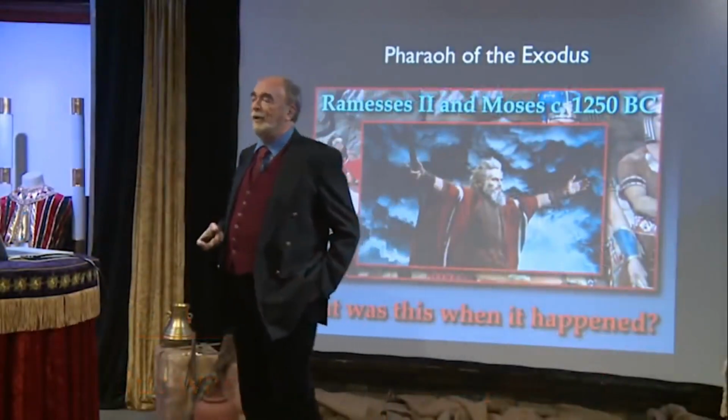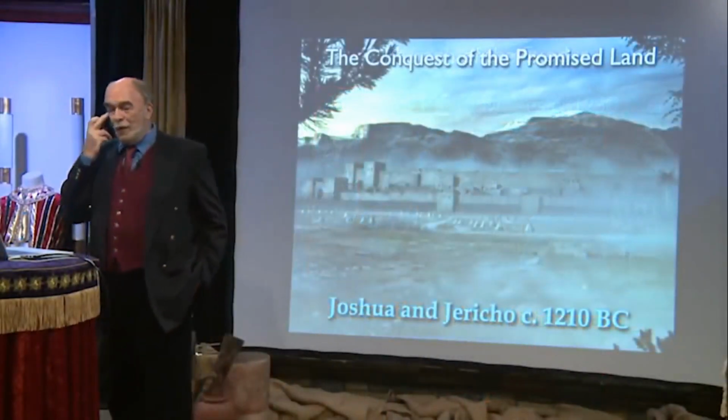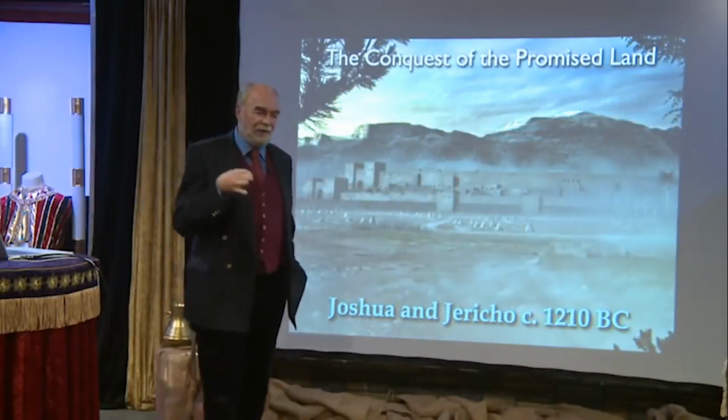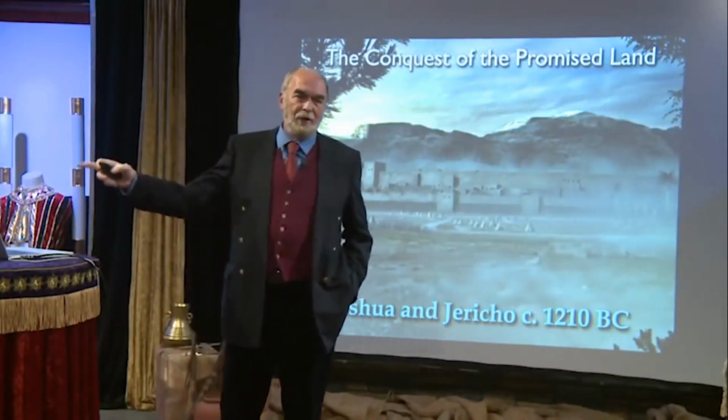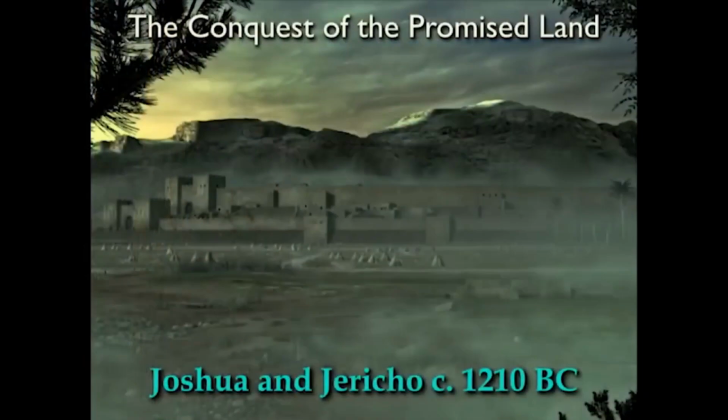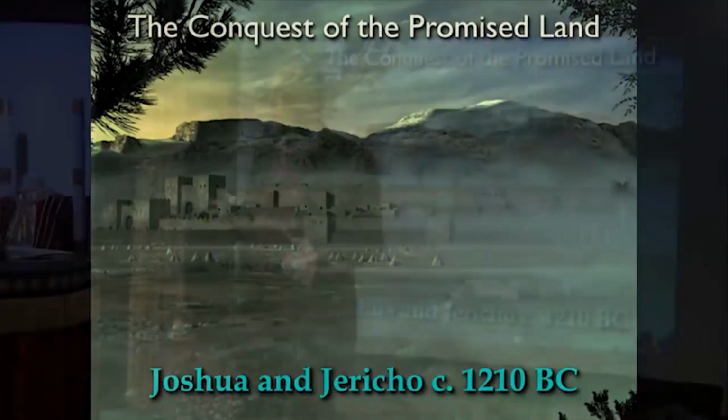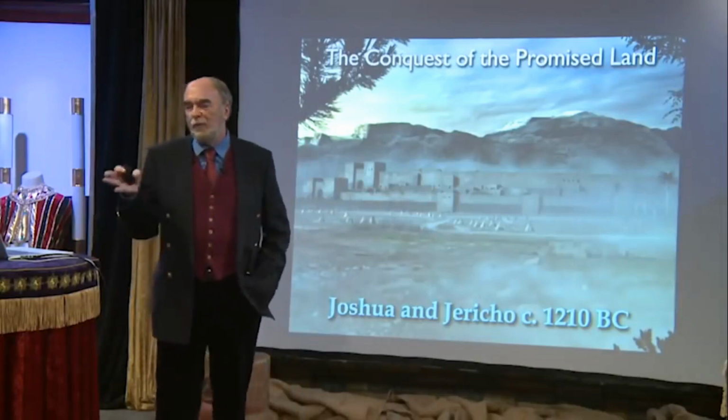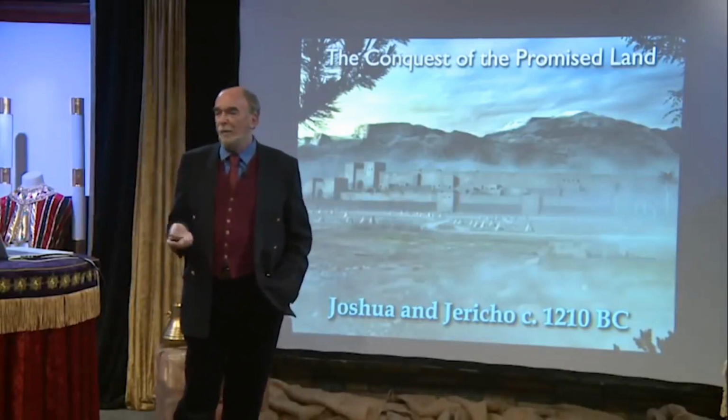Certainly not in the time of Ramesses. Now, the basis for this argument, this negative argument, is this place, Jericho. Joshua then destroyed Jericho around 1210 BC, which is 40 years after 1250 and the Exodus. That's the rough, approximate date that people place the destruction of Jericho.